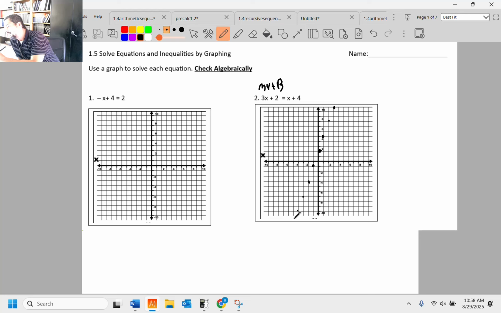And I'm doing lots of dots because when you're solving by graphing, you hope that the intersection happens at one of those dots. That's what you hope for. Alright, this guy starts at 4, has an understood slope of 1, and there's the intersection. So the intersection happens at x equals 1.